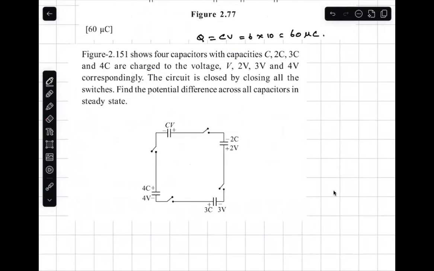Boys and girls, do this. See, the moment you close one switch, nothing happens. Two switches, nothing happens. Three switches, nothing happens. Four switches, yes. Now you are allowing it to path, close the path. And see the order of polarity.